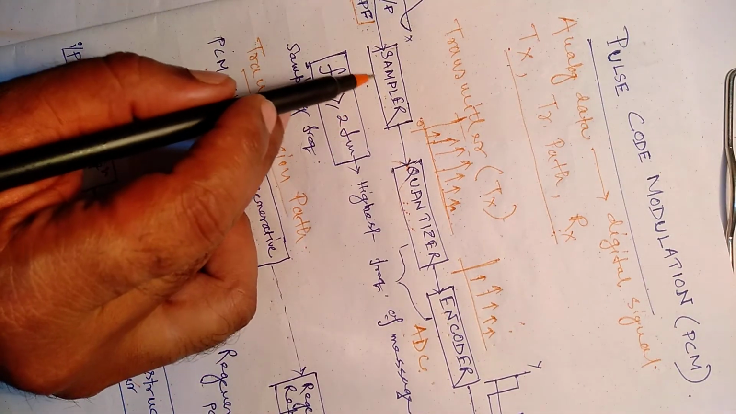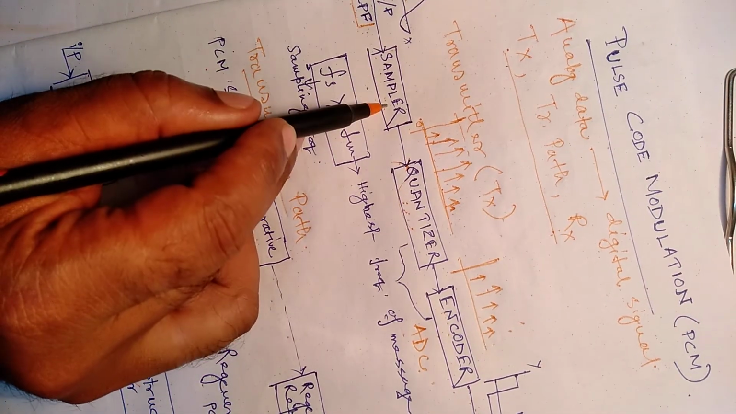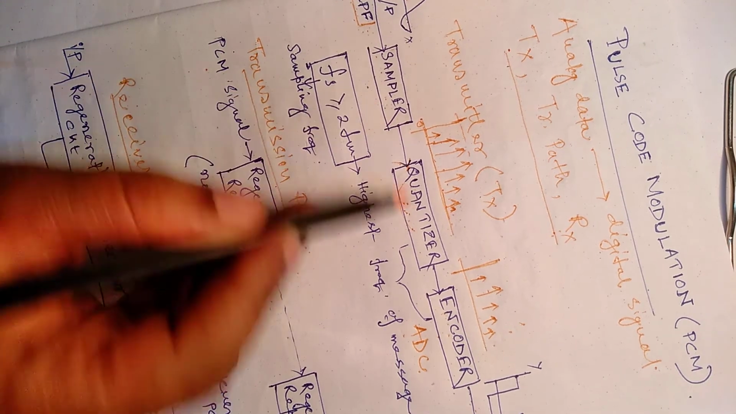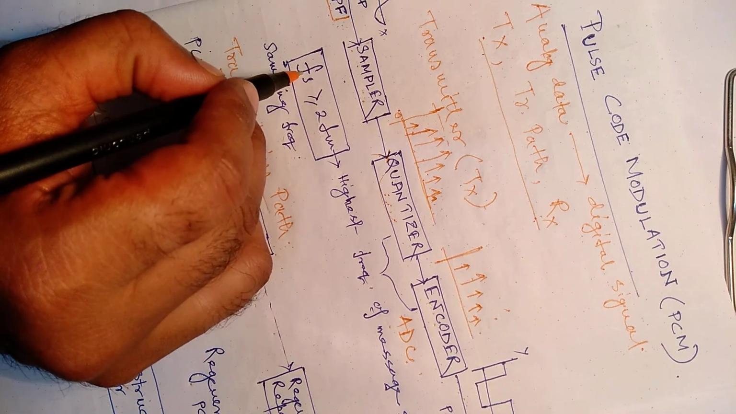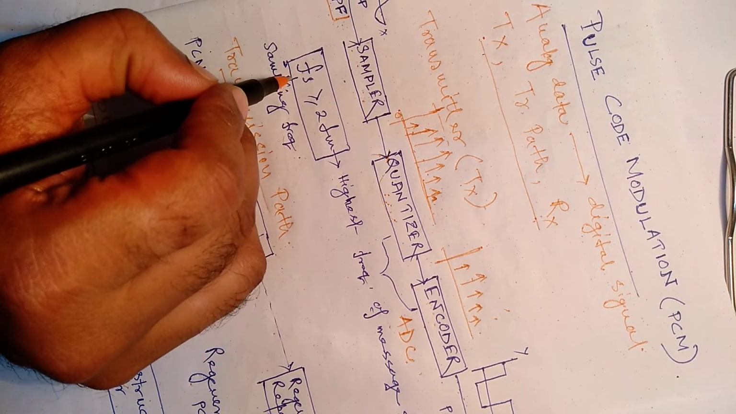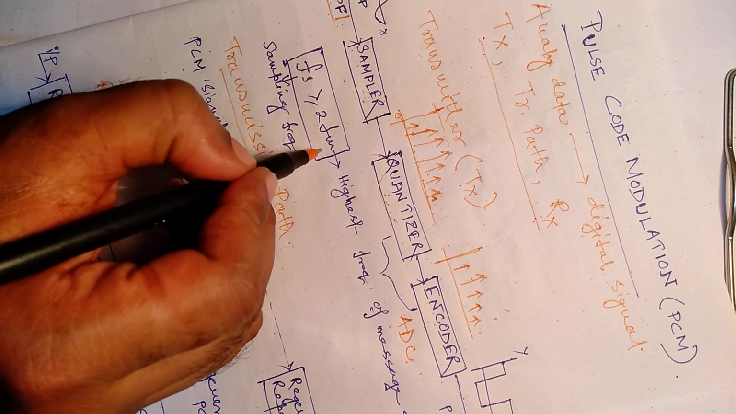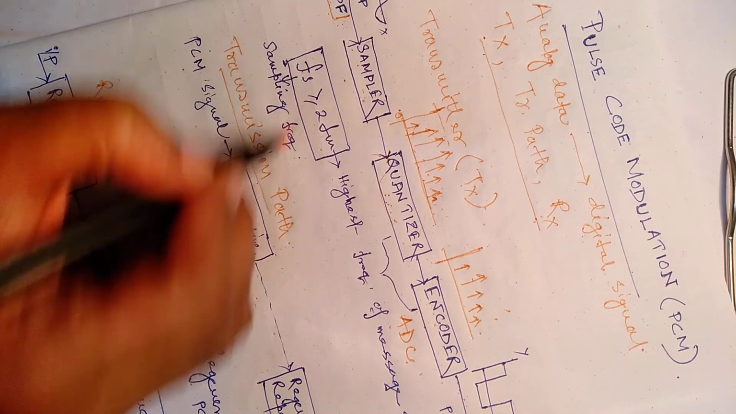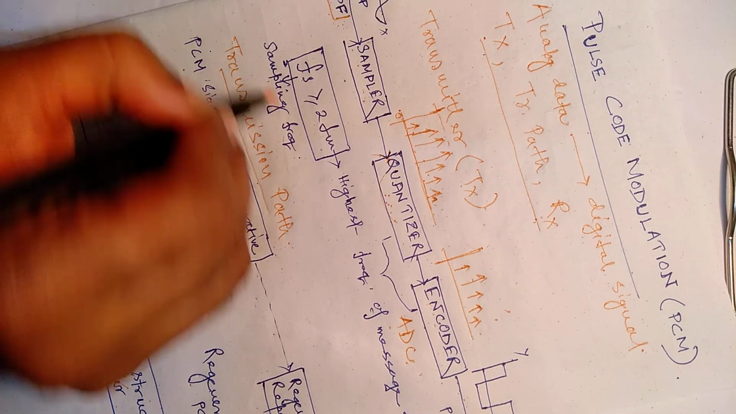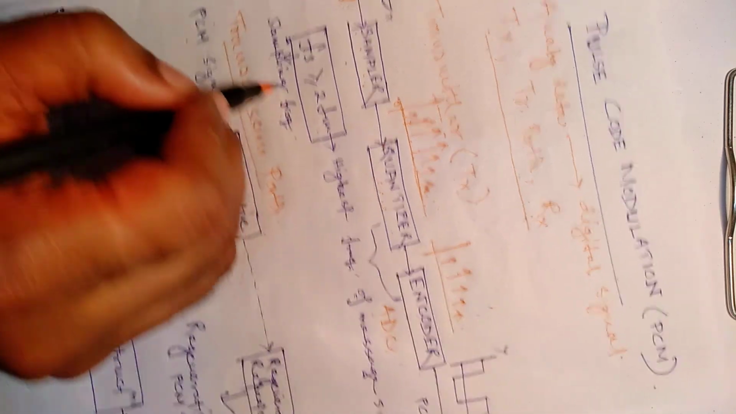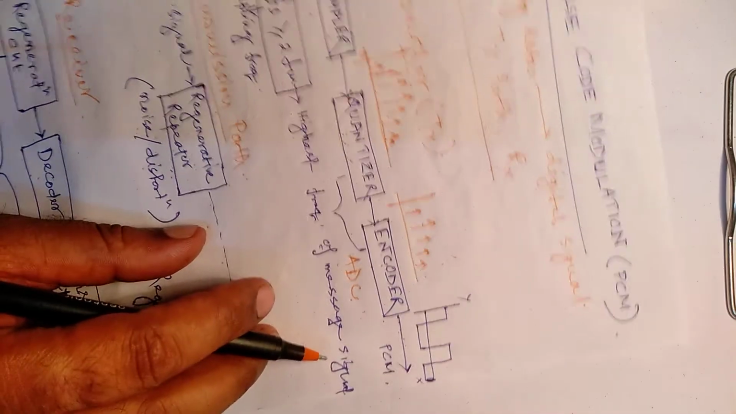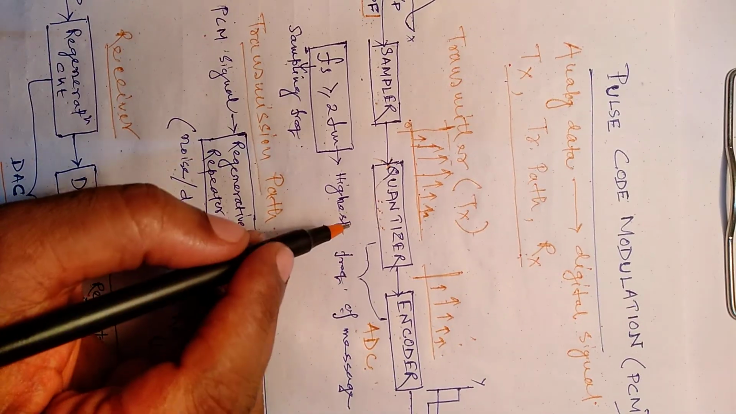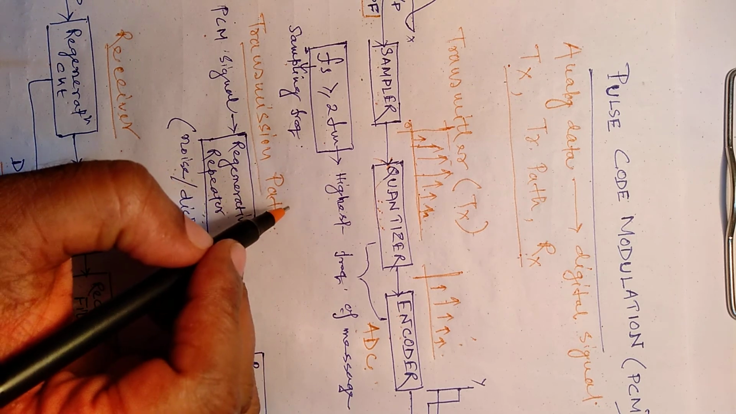Another thing is that whatever sampler we use actually follows the sampling theorem. That particular theorem is nothing but Fs greater than or equal to twice Fm. Here Fs is nothing but the sampling frequency, and Fm stands for the highest frequency of the message signal. So this is all about pulse code modulation.